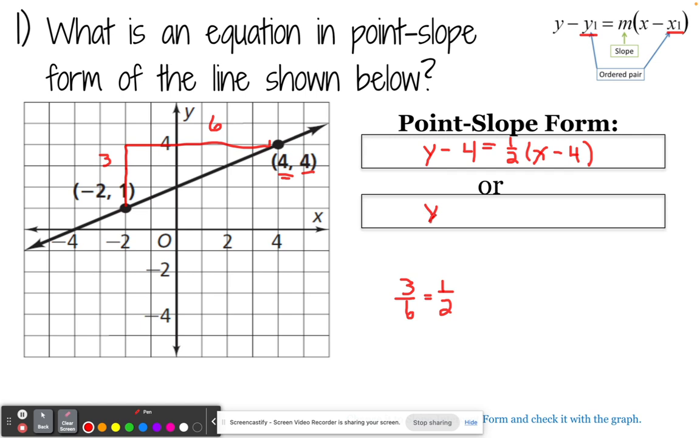Y minus, well, my y coordinate here, if you can see it, is a 1 equals 1/2 x minus, because it's always a minus, right? -2. Now, as soon as I see that minus a negative, I know what I can do. I can make that into a plus. So y minus 1 equals 1/2 x plus 2, since my x was a negative.